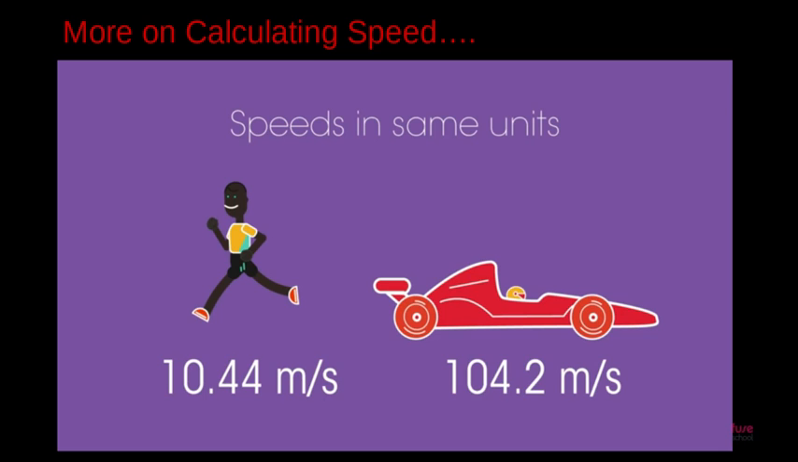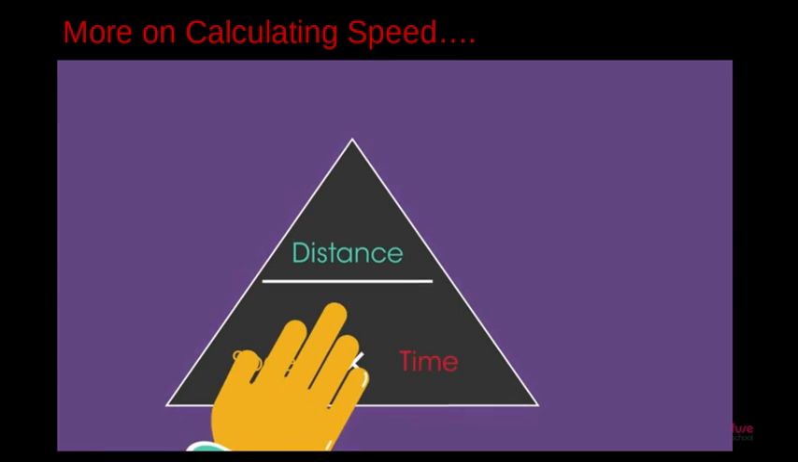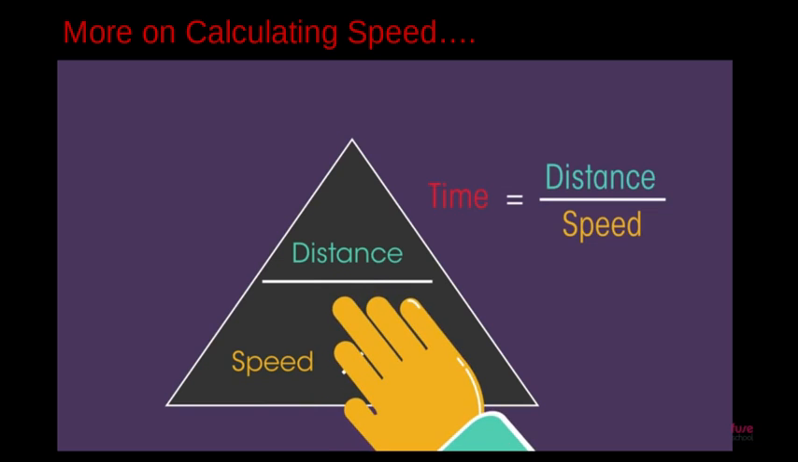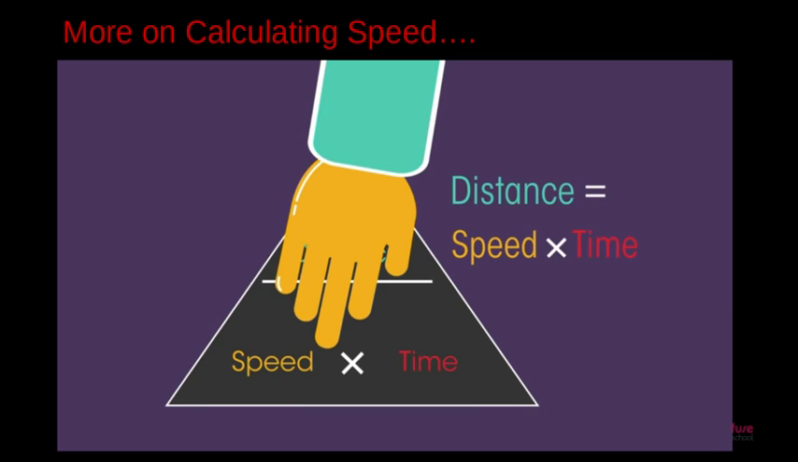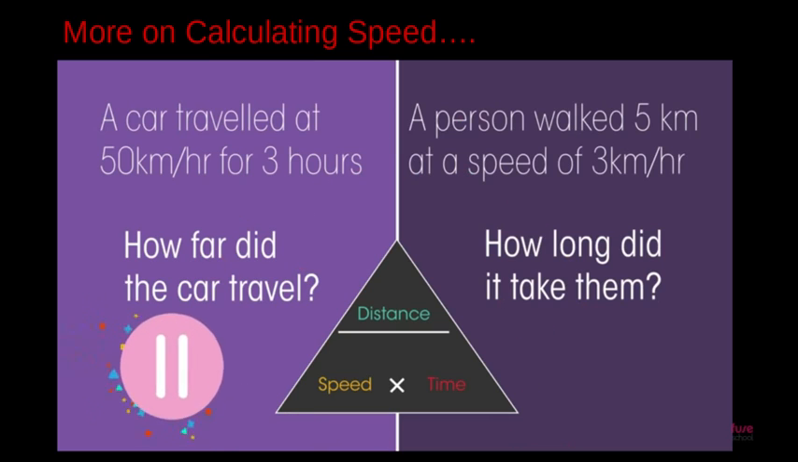The formula can also be written in a formula triangle. Speed equals distance divided by time. Time equals distance divided by speed. And distance equals speed multiplied by time. Here are 2 questions for you to do. Pause the video and work them out.